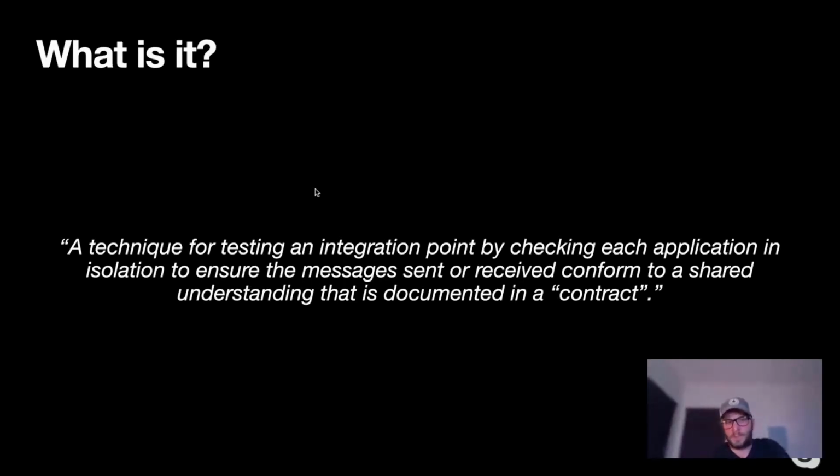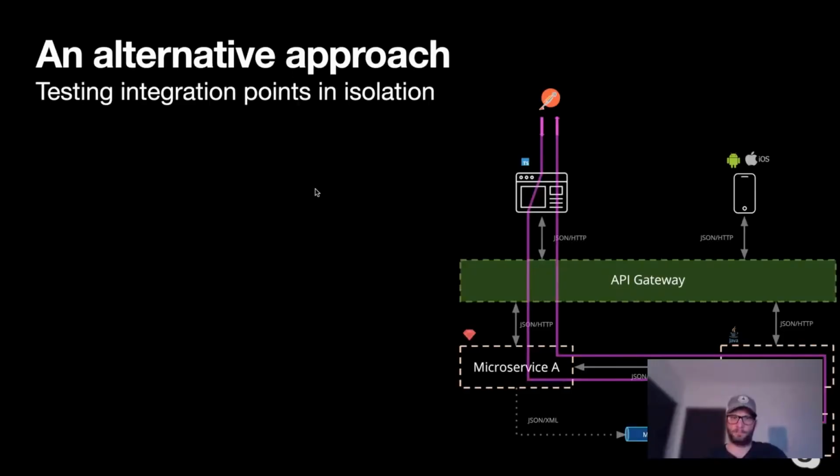It's a technique for testing an integration point by checking each application in isolation. With this, we're trying to remove the need to deploy all of the integrated systems in the whole ecosystem to be up and running, and only test the boundaries of our client, our consumer, with the next provider in line. We can do that by defining a contract and sharing that contract between the consumer and the provider.